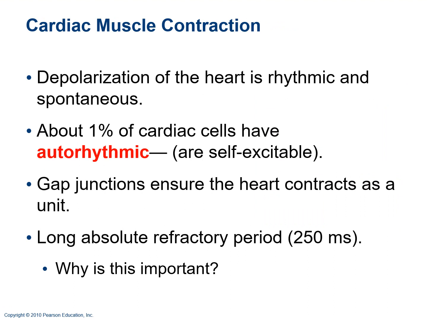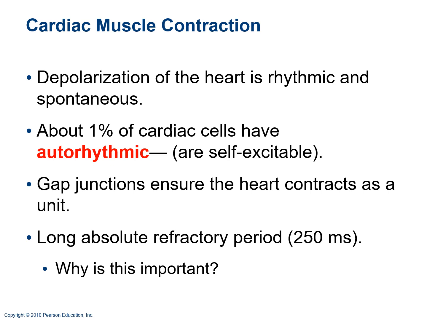We also will examine the depolarization of cardiac muscle as opposed to what you covered with skeletal muscle in A&P1. Depolarization or activation of the heart is rhythmic and spontaneous. How is it spontaneous? Well, about 1% of cardiac muscle cells are what we call autorhythmic, meaning that they are self-excitable. They are able to stimulate an action potential without any nervous innervation.